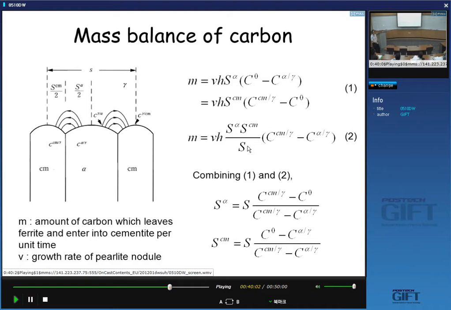Okay? So when we eliminate C0, which is the original carbon concentration, we will have this equation. Combining these two, the width of ferrite and the width of cementite can be represented as a function of the total lamellar spacing, the concentration of carbon in cementite and alpha, and the original concentration. Here, C_m/gamma is the concentration of carbon in cementite in contact with austenite, and likewise the carbon in ferrite in contact with austenite.